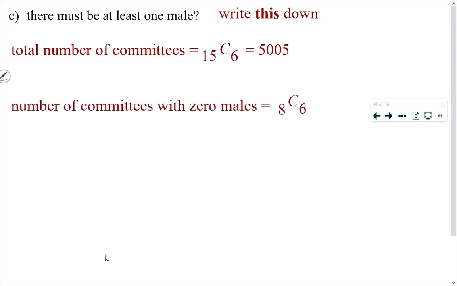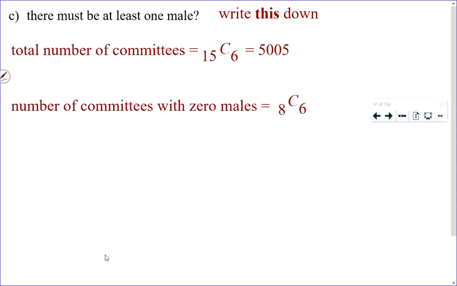How many committees with 0 males? So again, I'm thinking of that analogy where I write down all 5,005 committee lists on individual Post-it notes and I put them on the wall. And what I'm about to do is remove the ones that have no males, and I will be left with the ones that have at least one male. Before you calculate that, though, I want to point something out to you.